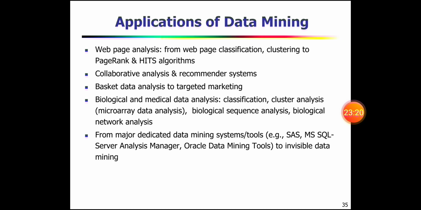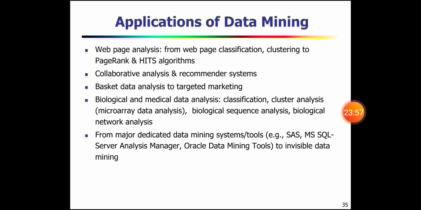We have a lot of web pages. Once you give a simple query, you'll be able to get multiple web pages. How will these web pages be analyzed? How will you find the correct web page for our given query? From web pages, classification, clustering, page ranking and the HITS algorithm we are using. So classification, clustering, page ranking, HITS, everything is data mining algorithms. So in doing web page analysis, we are applying data mining concepts.